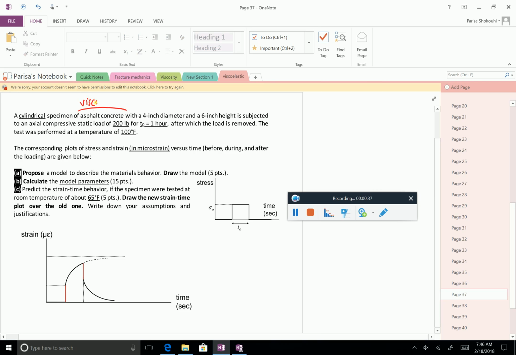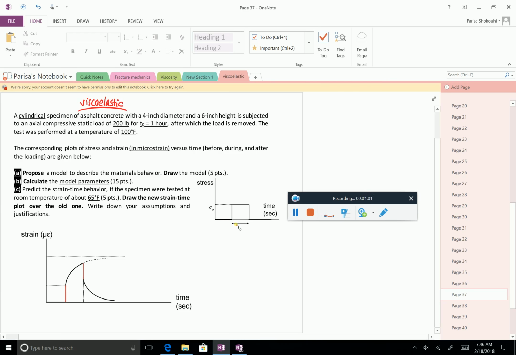That's something good to remember. And we have the diameter and the height. And this specimen was subjected to an axial compressive load of 200 pounds for 1 hour.